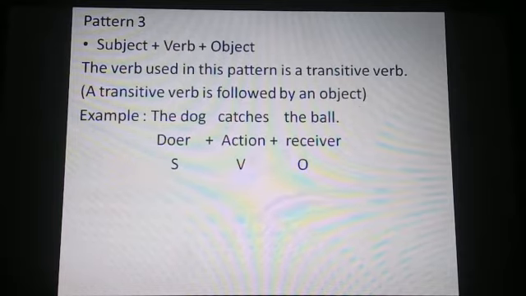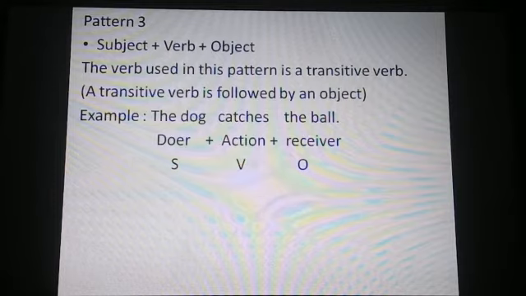Now what is happening here is, in this sentence, the dog is the doer or the subject who is passing an action, or the verb catches, to the receiver or the object ball. So here basically the subject is passing an action to the receiver. The dog catches the ball.